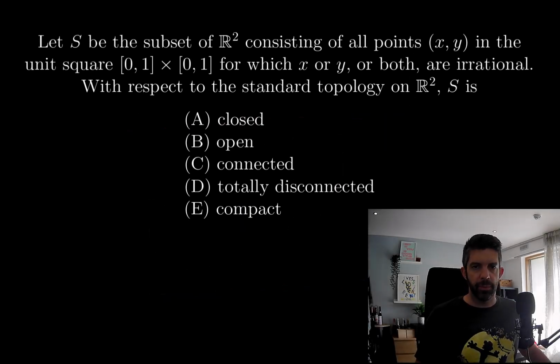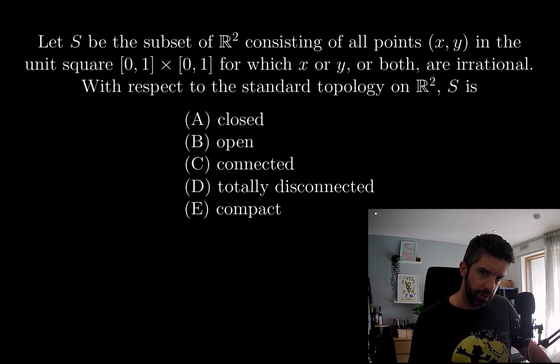Let S be the subset of R2 consisting of all points (x, y) in the unit square for which x or y or both are irrational. With respect to the standard topology on R2, S is closed, open, connected, totally disconnected, or compact. Wow, okay.